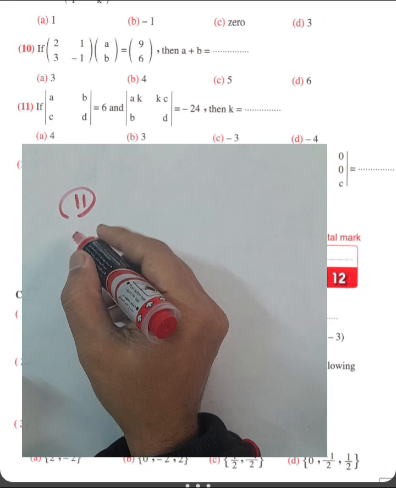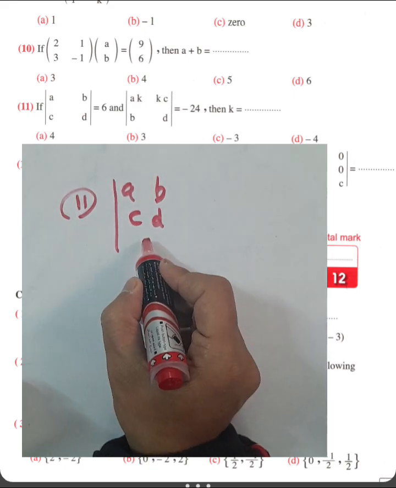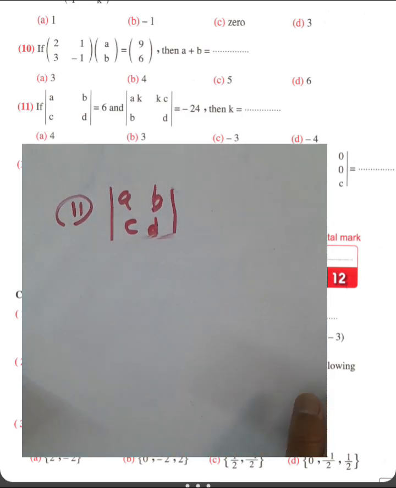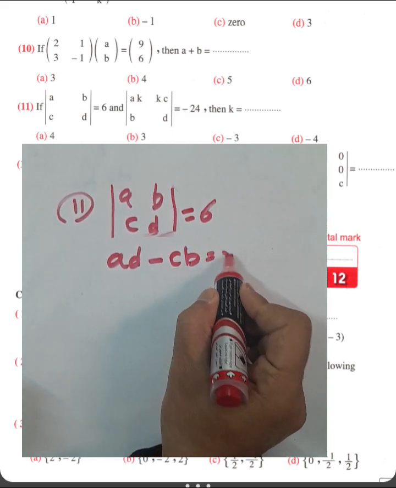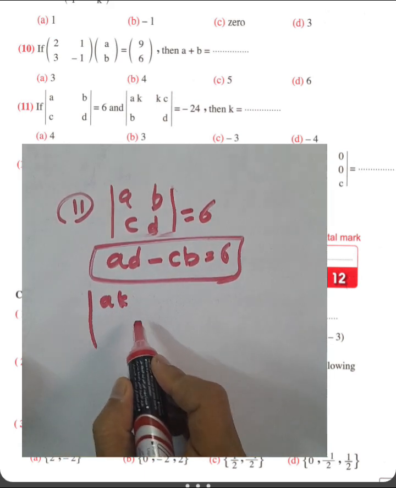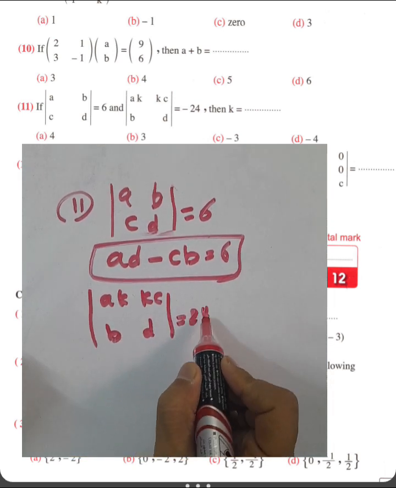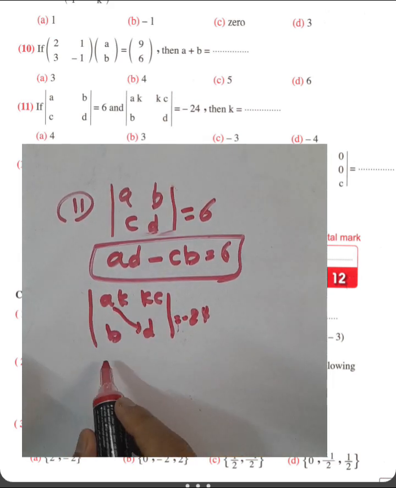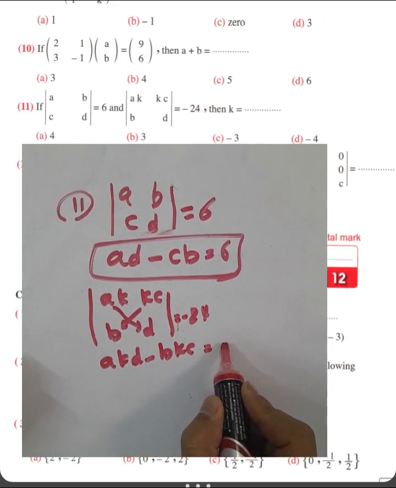Question 11, we have matrix A, B, C, D. Or determinant here A, B, C, D equal 6. Then AD subtracted by BC equal 6. And he gives us AK, B, KC, D is equal negative 24. You can write AK times D, AKD subtracted by KC times B, BKC equal negative 24.